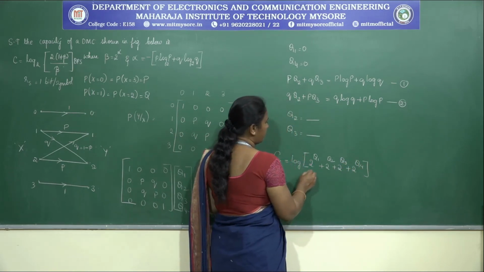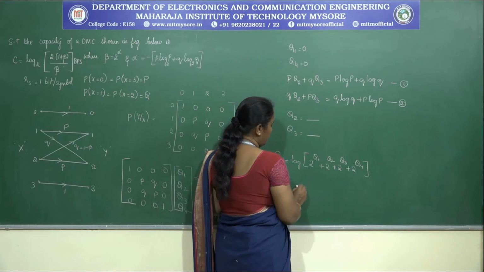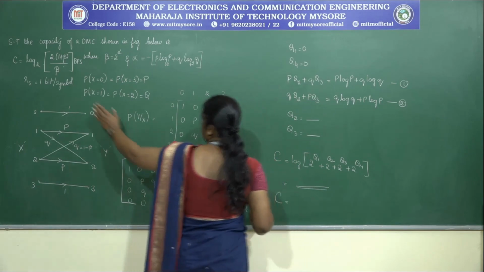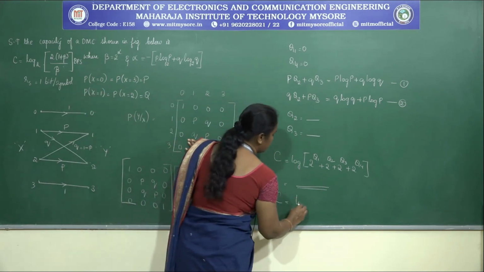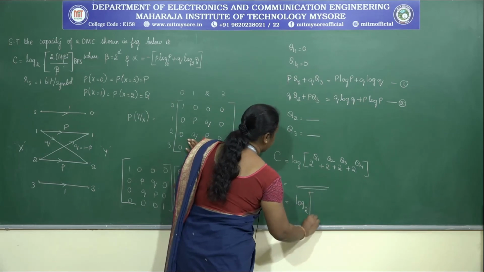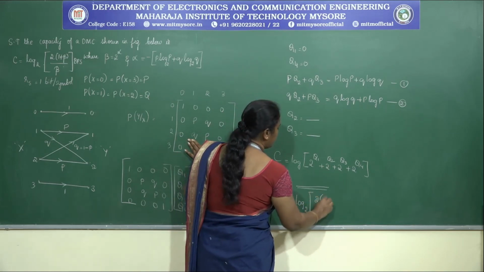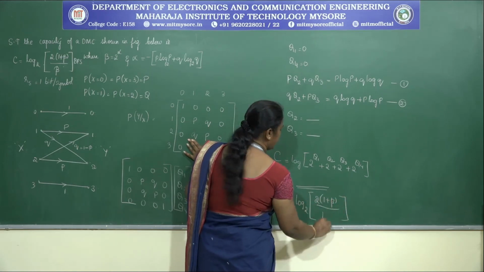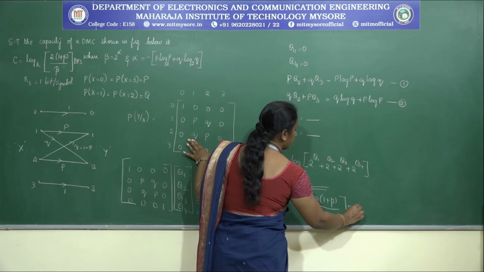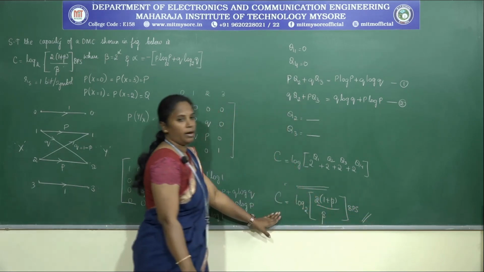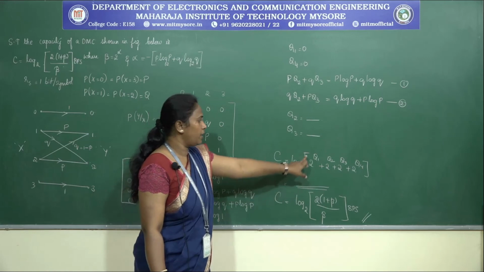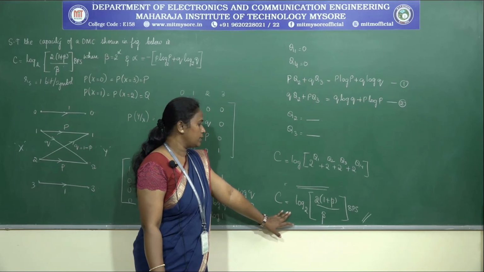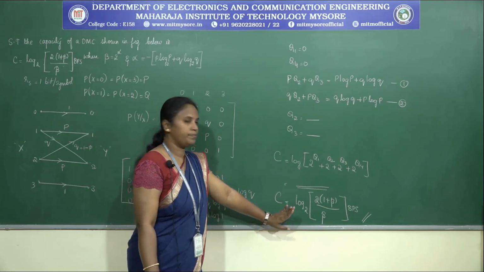Once you find the values of Q2 and Q3, substitute here, and if you simplify, your channel capacity value should be equal to this: C is equal to log base 2 of 2 into 1 plus beta divided by beta bits per second. This is what you need to arrive at if you substitute the values of Q1, Q2, Q3 in the channel capacity equation. Thank you.